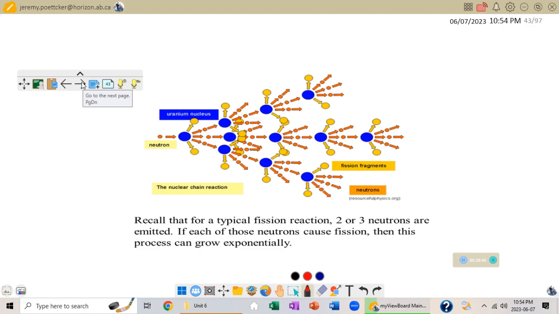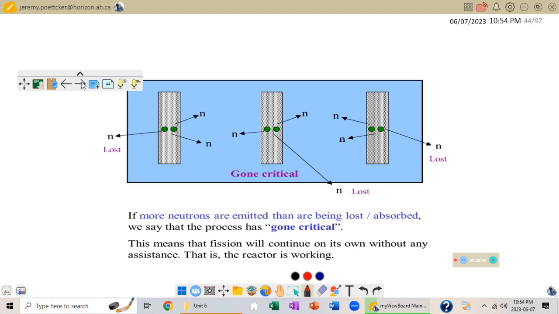The process could grow exponentially. And if more neutrons are emitted than are being lost or absorbed, we see the process has gone critical. It means the fission will continue on its own without any assistance. That is, the nuclear reactor is working. Lovely. So some of them will get lost. So theoretically, right, it's 1, 3, 9, 27, 81, and so on. In reality, some of these neutrons hit the walls. Some of them go straight on through our uranium and never actually do anything.